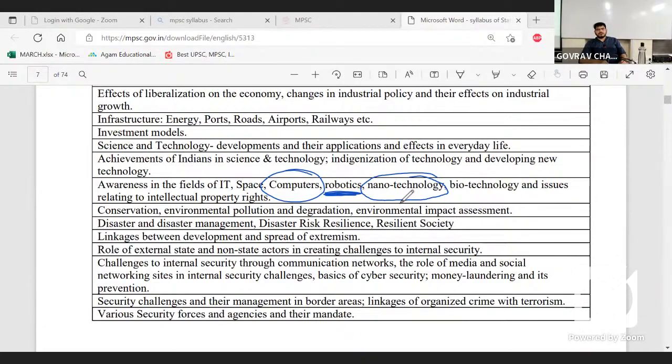So these are the things that you should study. Biotechnology is very important. I have analyzed the papers of the last 5 years, and almost every year there are 2 questions fixed: one from biotech and one from IT. Two questions come from here, and the other 2 questions wander across different areas. But 2 questions are fixed. One on biotechnology and one on IT.